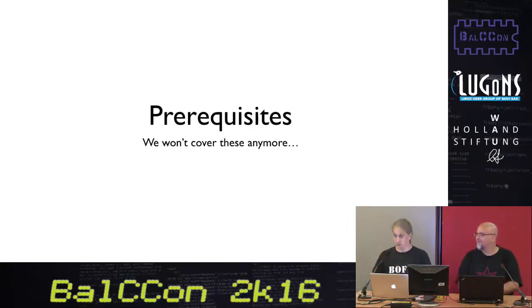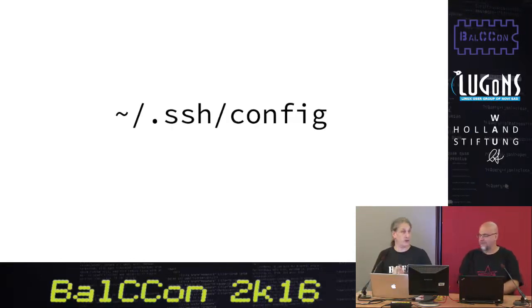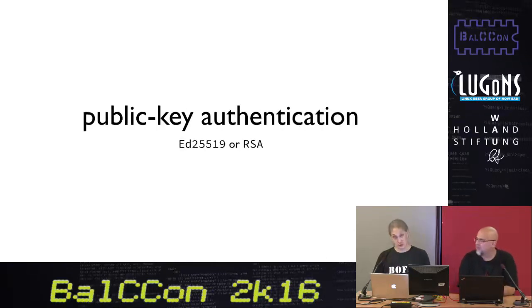We won't be covering the .ssh config file, which you are already using, I expect. We'll not go into depth with that. We'll use, but not go into depth on, public key authentication. You're already using that, I'm pretty sure. If you're interested in advanced SSH things, you have Ed25519 or RSA keys in use, to prevent successful man-in-the-middle attacks or brute force attacks on your servers.